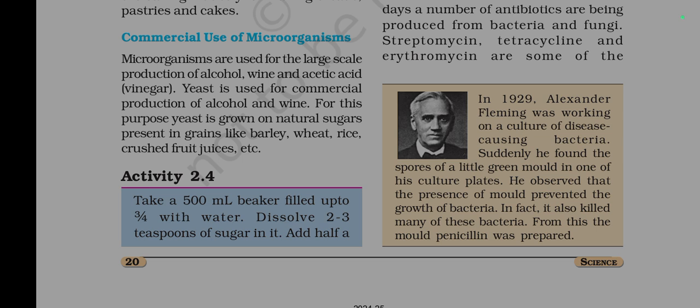From here, we can take that microorganisms are used in different types of liquid drinks, hard drinks or soft drinks.